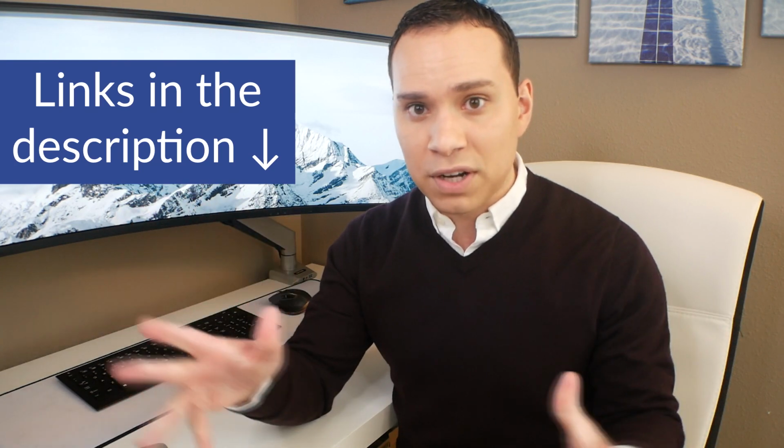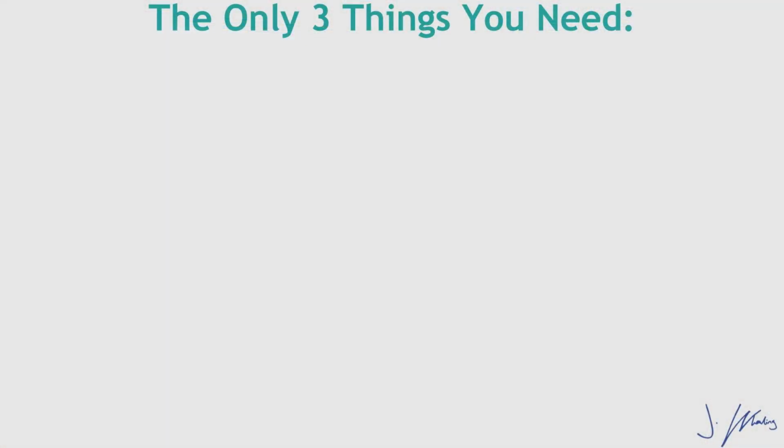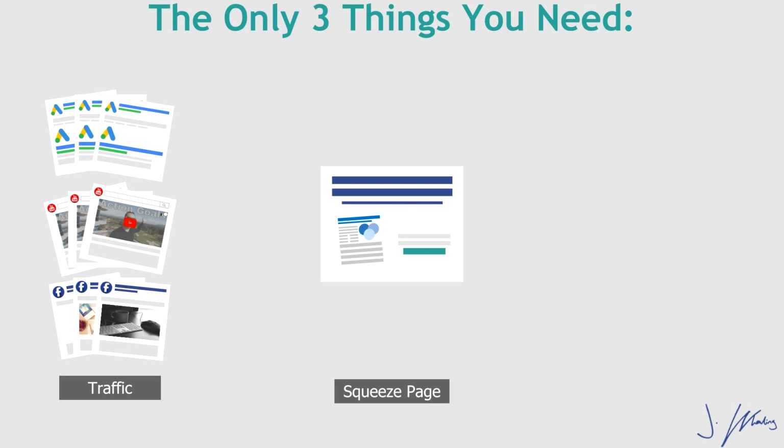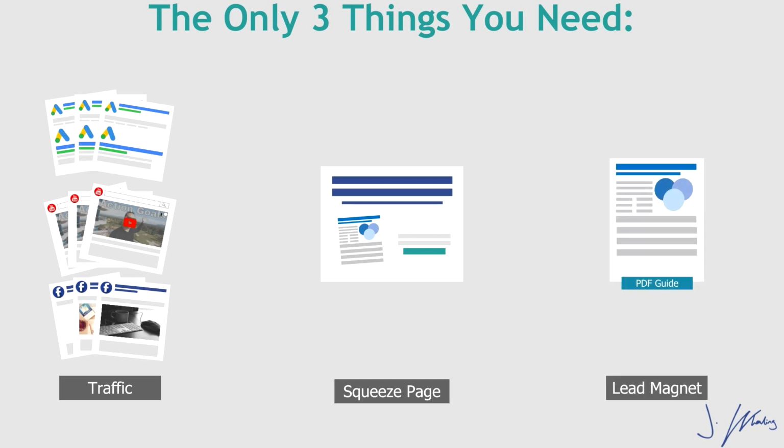Now, before we dive into those 7 ideas, there are only 3 things you need in order to be successful generating leads. You need a traffic source, you need something called a squeeze page, and then we have something called a lead magnet. Now, a lead magnet is what is going to power this entire process. Without a great lead magnet, none of the other 2 matter. So we'll actually get to 7 different types of lead magnets you can put together because that's what's ultimately going to make this work.